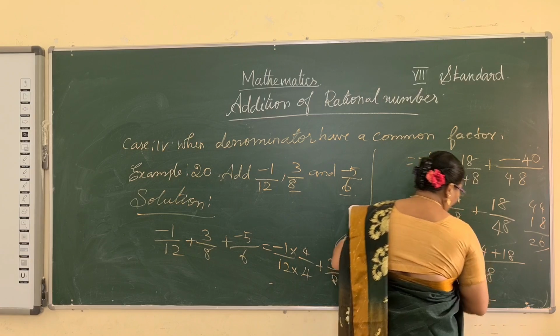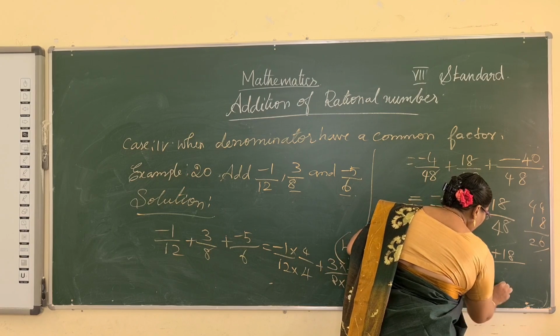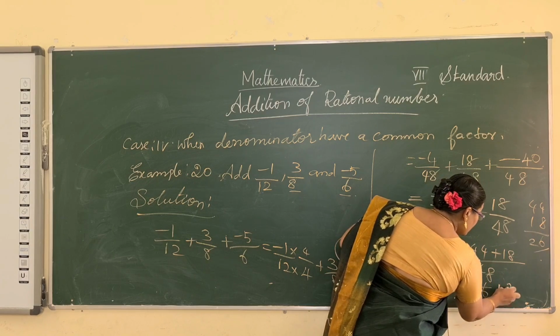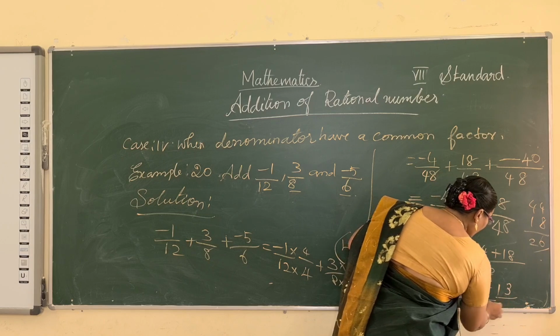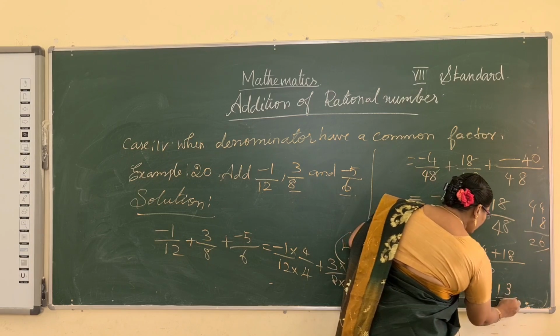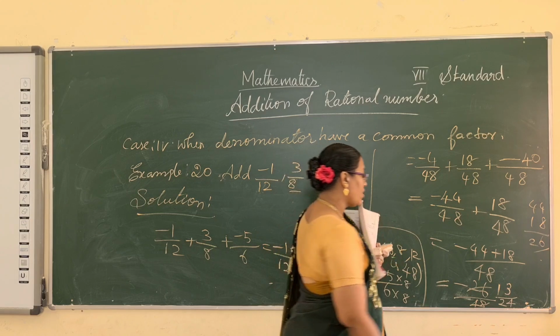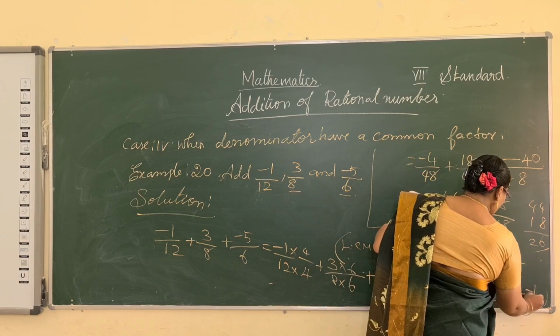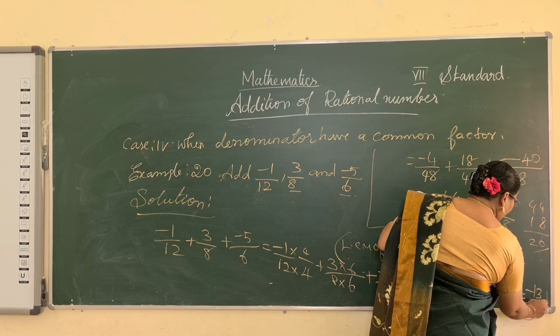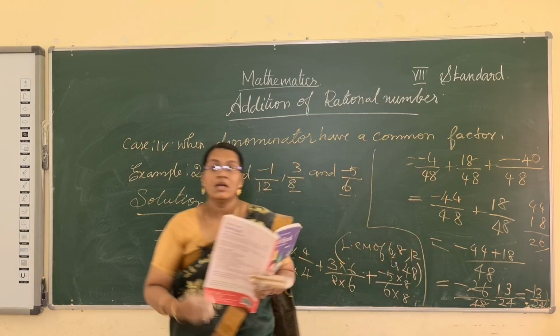It cancels in the 2 table: 2 1s are 2, 2 3s are 6, and 2 2s are 4, 2 4s are 8. So the answer is minus 13 by 24.